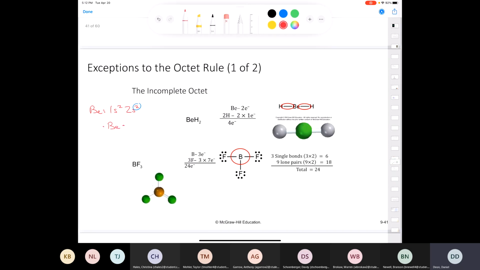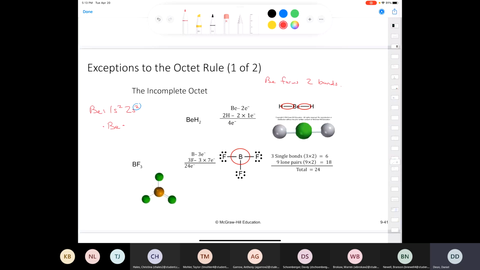Well, the number of unpaired electrons represents the number of bonds that the element can form. And so beryllium can only form two bonds. So for beryllium, we could put here Be forms two bonds, like that. Beryllium forms two bonds when it's in a compound.